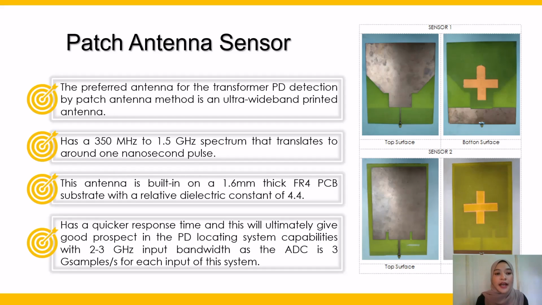This antenna has a 350 MHz to 1.5 GHz spectrum that translates to around a 1 nanosecond pulse. This antenna is built on 1.6 mm thick FR4 PCB substrate with a relative dielectric constant of 4.4. This antenna also has a quicker response time, and this will ultimately give good prospects in PD locating system capabilities with 2 to 3 GHz input bandwidth, as the ADC is 3 gigasamples per second for each input of this sensor. This is the figure of the sensors that we will use, which are classified as sensor 1 and sensor 2.